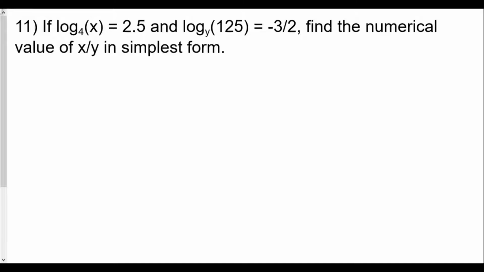So number 11: if log base 4 of x equals 2.5, and log base y of 125 equals -3/2, find the numerical value of x over y in simplest form. What we're trying to do is solve for each of these separate equations for x and y. We're going to need to convert both of these log equations into exponential form. If you watched the earlier videos, you've seen how we use the base, exponent, answer to rewrite them into exponential form.